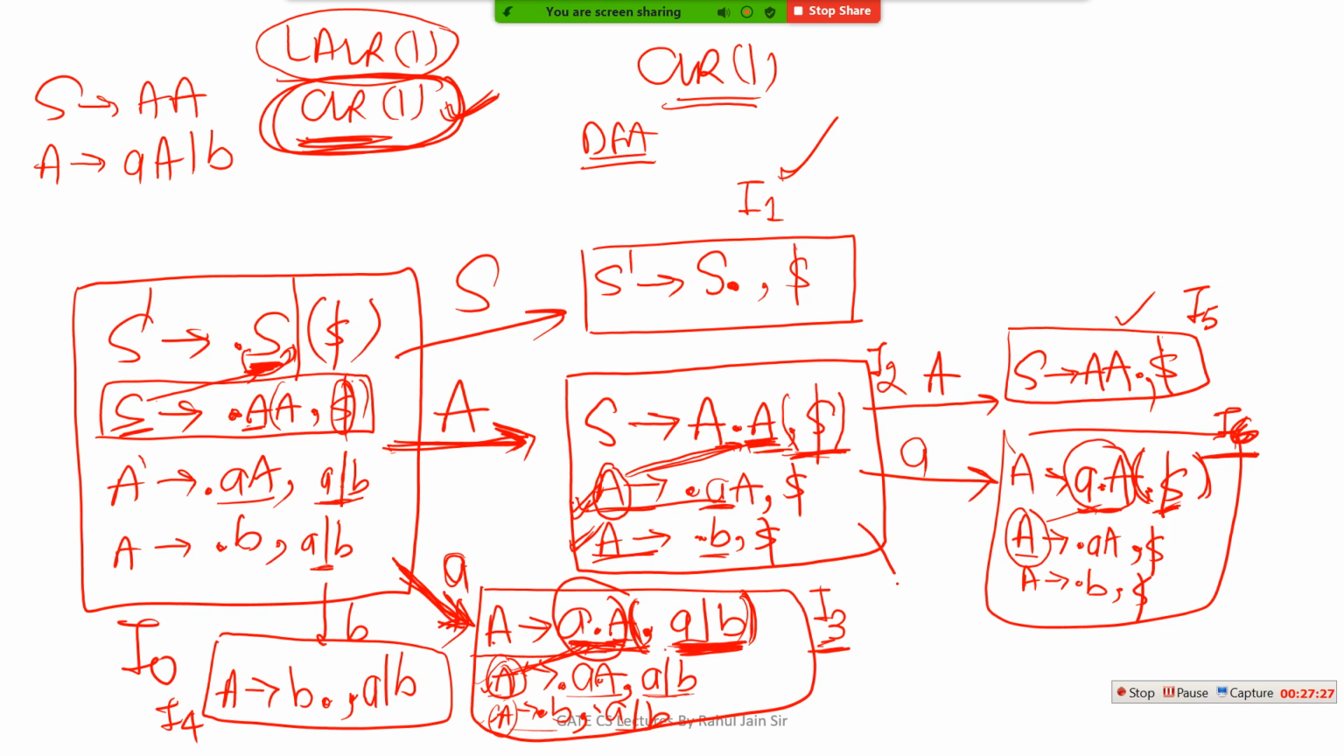Now on small b, on terminal B, I have one more transition, that is A derives B dot. Now you can say, sir, A derives B dot is already there. Why didn't we mix it? Because you can observe here the look ahead of this reduce function is A and B. But here, when I will reduce this, I am getting my look ahead as dollar. That is why I need to make a separate state I7 for it. It is the transition on small b. Guys, is it clear to all of you?